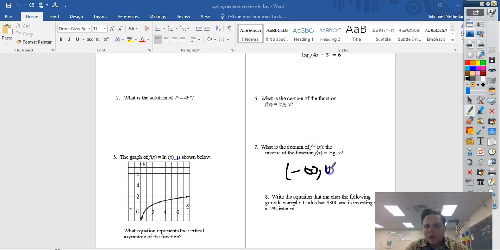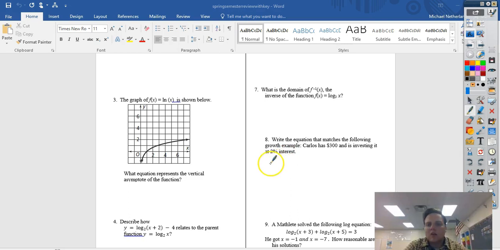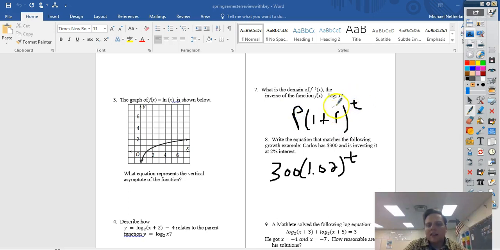Okay. Problem number 8. Write the equation that matches the following growth example. Carlos has $300 and is investing it at a 2% interest rate. Easy. So that's how you do. You just say 300 times 1.02 raised to the t. The reason it's 1.02 is because you remember it's 1 plus r. You might remember this formula. Okay, p times 1 plus r raised to the t. And r in this case is your interest rate in decimal format. So 2% in decimal format is 0.02. You add that to 1, you get 1.02.